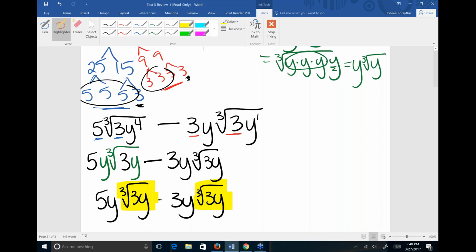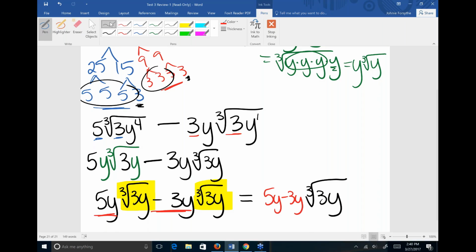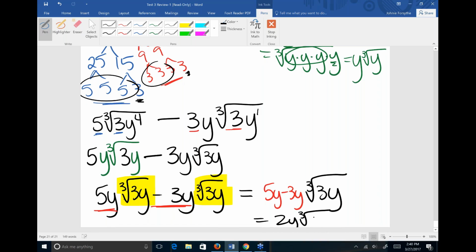So you would just keep the like radicals there, and then you would combine the outside. 5y minus 3y, which is 2y. So your answer would be 2y times the third root of 3y. So that's your final answer there.